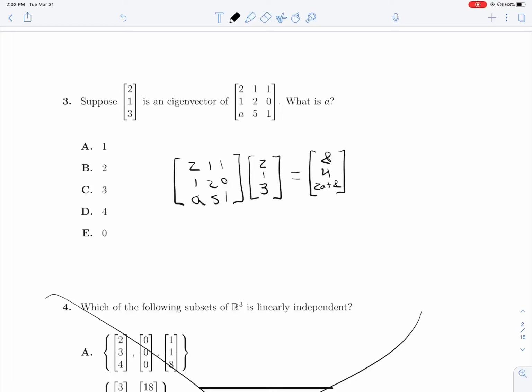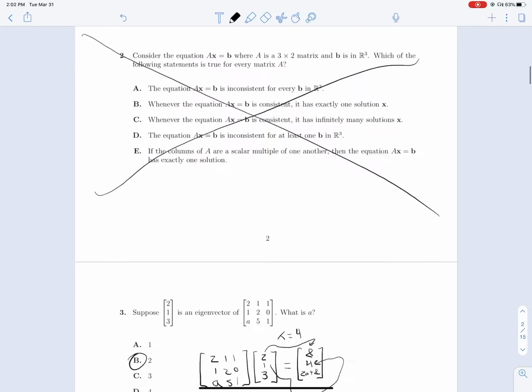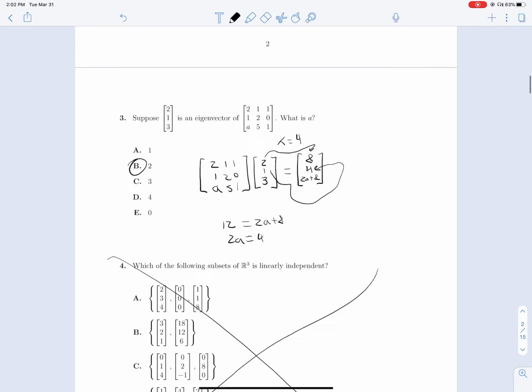And we see that they weren't lying to us. We already knew that this was an eigenvector, and along this eigenvector we see that the eigenvalue lambda associated with this eigenvector is 4. Our first component was scaled by a factor of 4. Our second component was scaled by a factor of 4. So our third component must also be scaled by a factor of 4. So we can set 12, which is 3 times 4, equal to 2A plus 8. That is 2A equals 4, or A equals 2. So 3 is B.